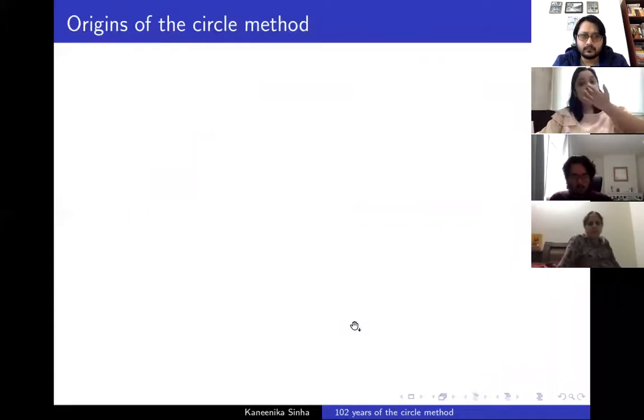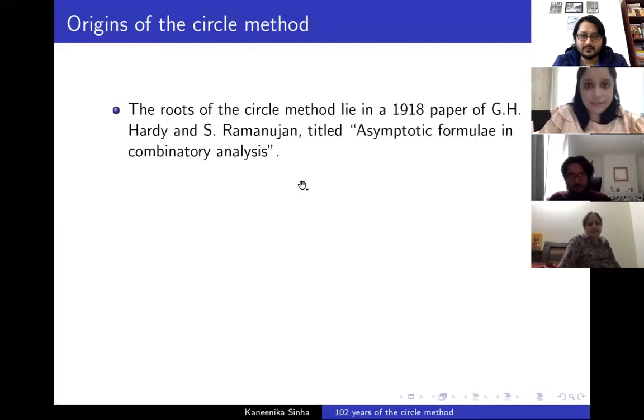Okay, so I've already, sorry for being so repetitive about it, but this is a fact, unfortunately, that gets overlooked a lot. The roots of the circle method lie in a 1918 paper of Hardy and Ramanujan, which is titled Asymptotic Formulae in Combinatory Analysis. This paper is also available online, so if you would like to go and have a look at it, please feel free to do so.